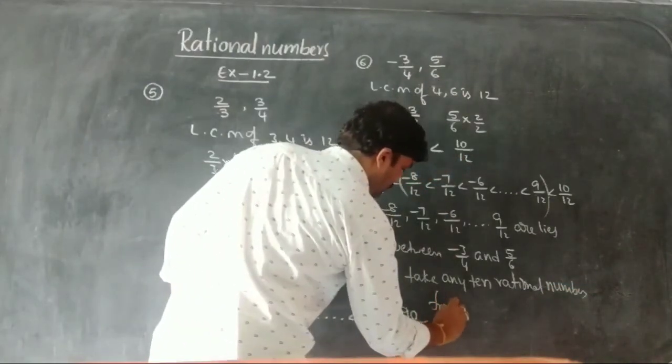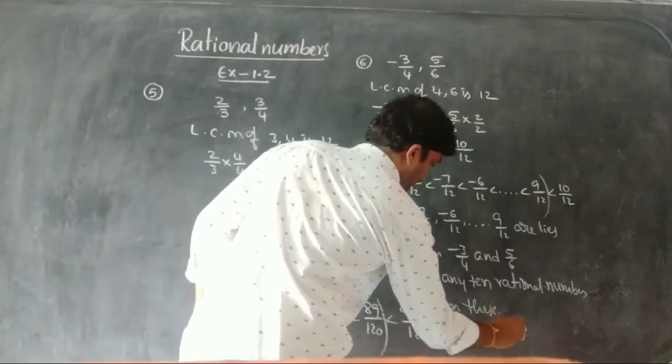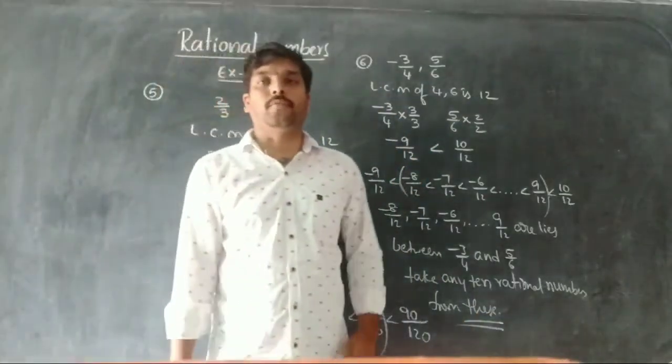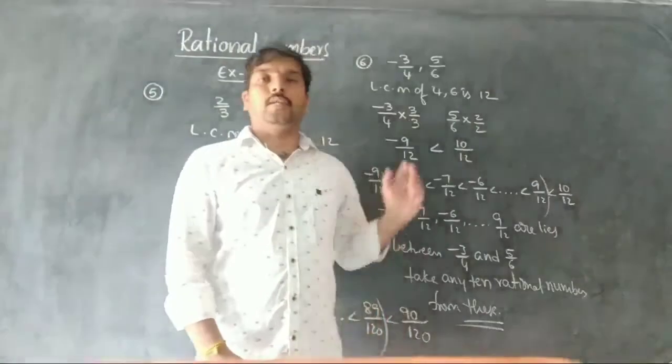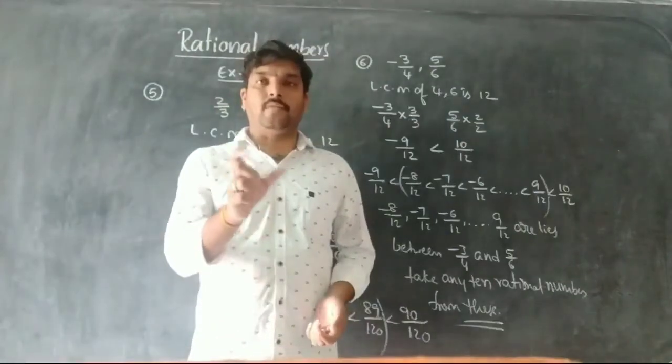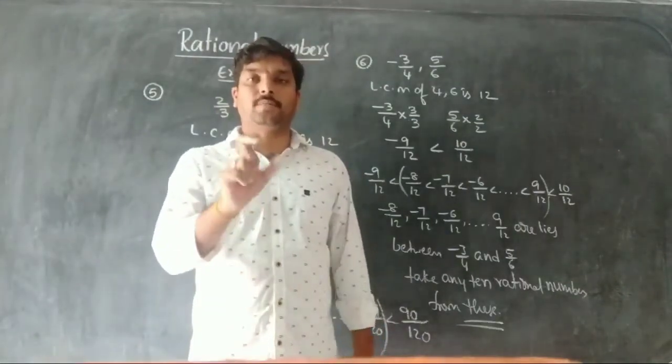From this, that is the answer. So this is exercise 1.2 from rational numbers. So first, represent on the number line. Next, how to find rational numbers between any two numbers.